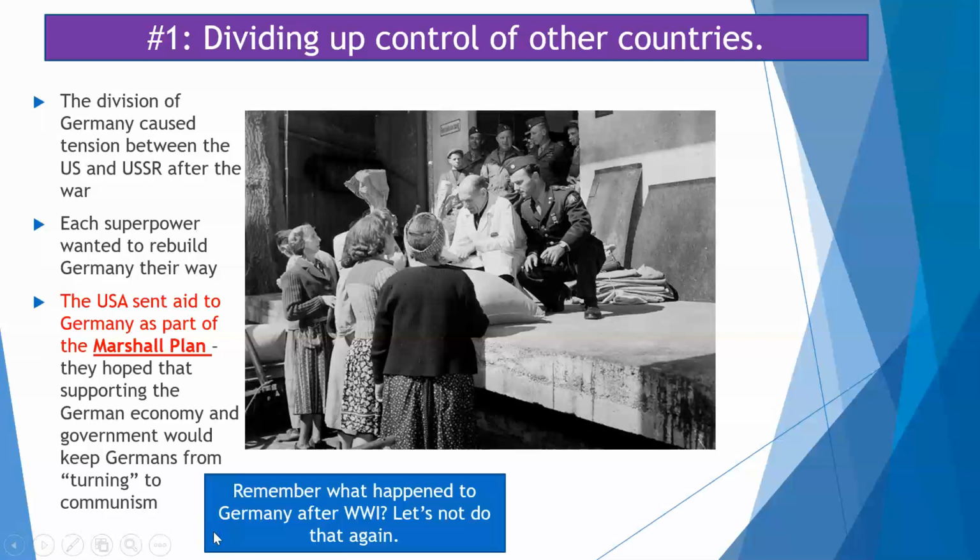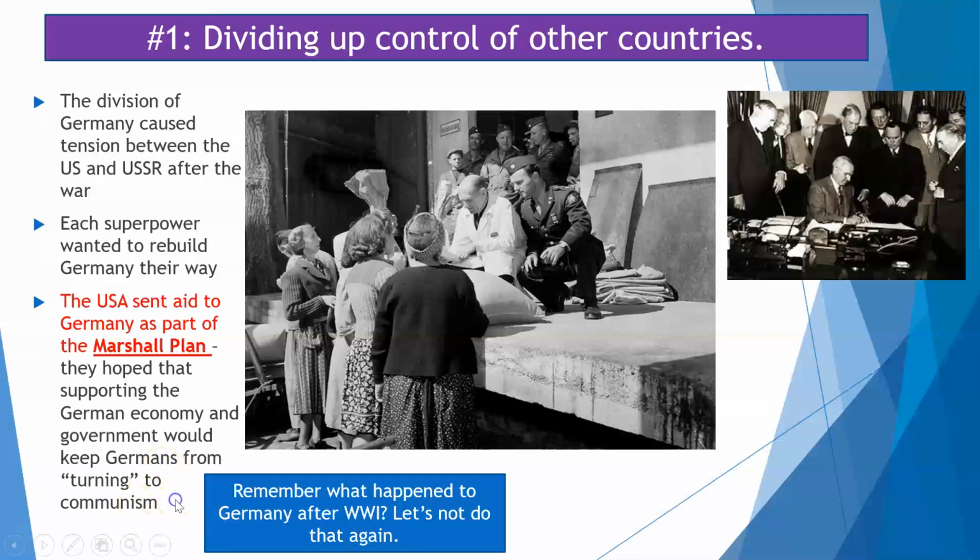Now think about this. Remember what happened to Germany after World War I, where Germany fell into huge debt and economic problems because of the Treaty of Versailles and all the costs of the war, and then they supported Hitler, who became a fascist, who then went to take over other countries in Europe? Let's not do that again.